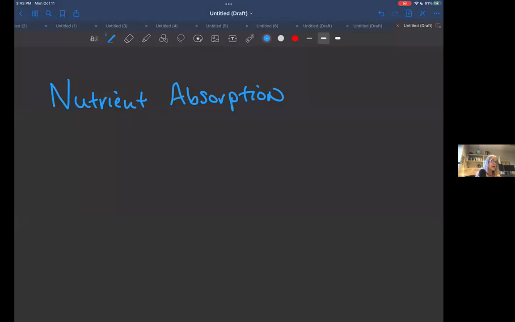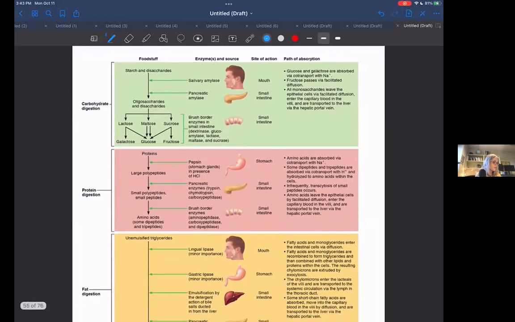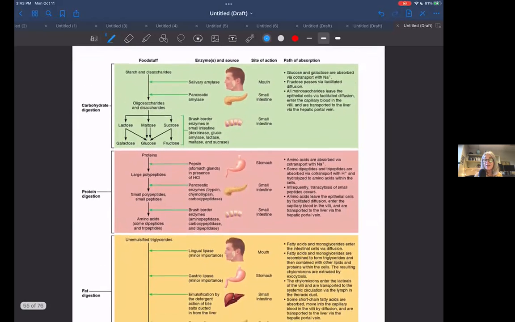So remember that we talked about the digestion, the physiology. And in your textbook, there is a nice breakdown of what happens at each compartment of our alimentary canal. For example, the starches and disaccharides start to be broken down in the mouth by salivary amylase. And then they are also broken down in the pancreas by pancreatic amylase.